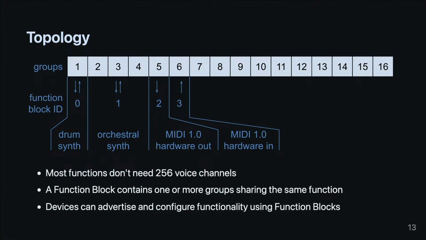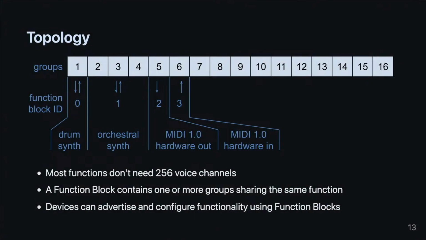And at the same time, many synthesizers and hardware devices have multiple different functions, like they might have hardware MIDI inputs and outputs, or they might have controllers and multiple sound engines. So we want some way of finding out what functions are available on a given device and talking to each of those functions separately. So the way that we accomplish that in MIDI 2 is we have this concept called a function block, which represents a unit of functionality on the device.